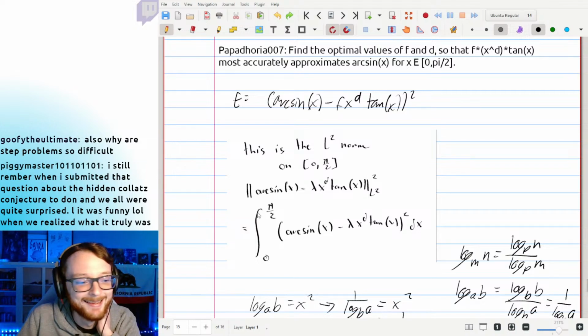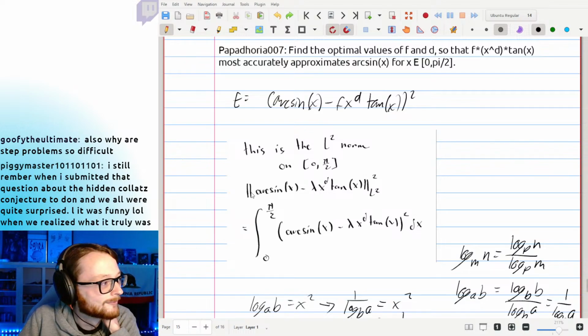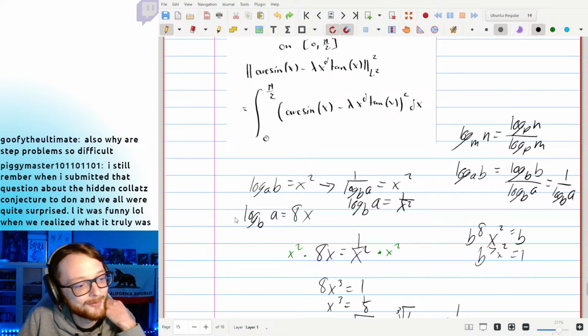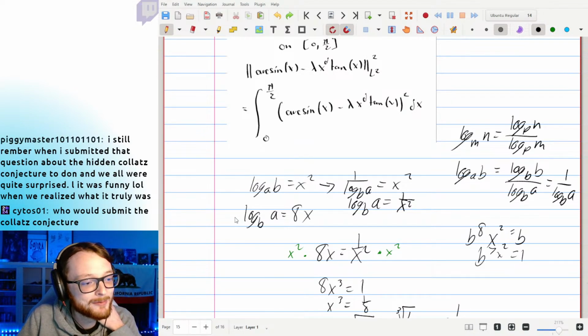Yeah. That was a really funny realization because it's genuinely clever too. I think we Googled it and I couldn't find anyone online who found that same equivalent statement of the Collatz conjecture. Piggy Master was given the Collatz conjecture as a challenge problem, but it was disguised in a way that didn't look immediately like the Collatz conjecture.